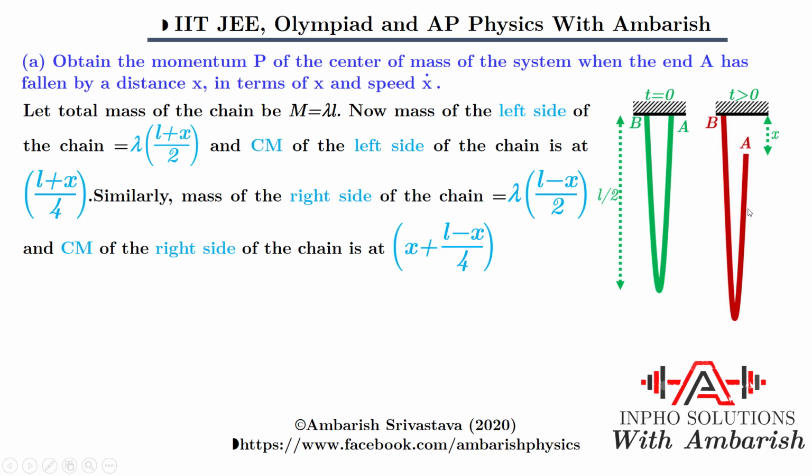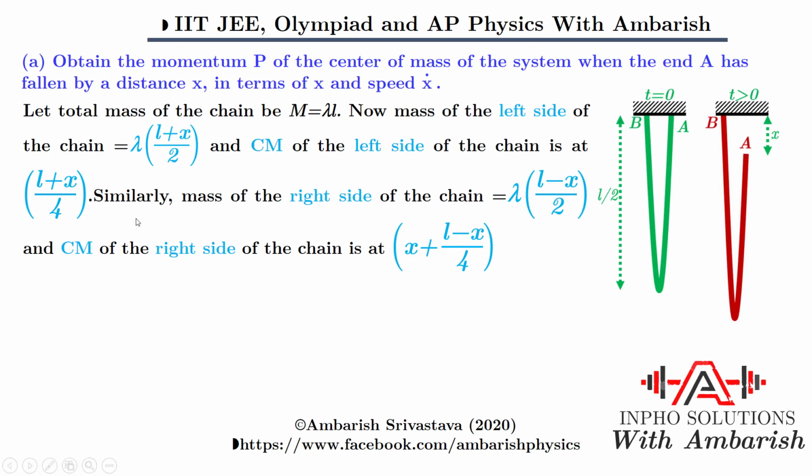Similarly, the mass on the right side will be lambda into L minus x by 2, and where will be the location? So the midpoint of this from A will be L minus x by 4, but we have to add another x to find the depth from the top where the chain was hanging. So that depth is x plus L minus x by 4.